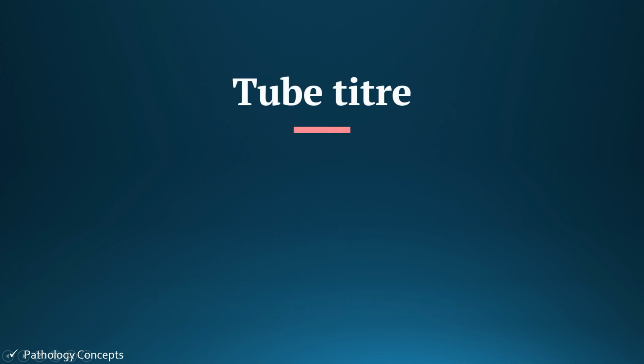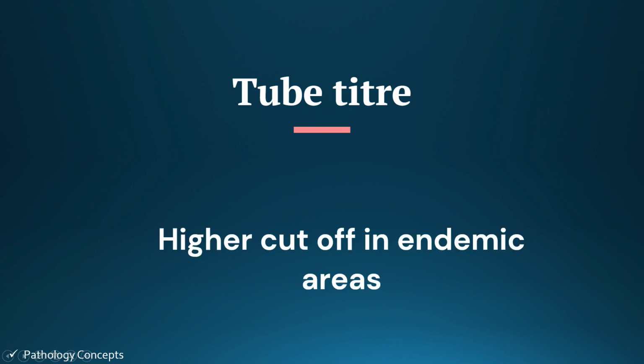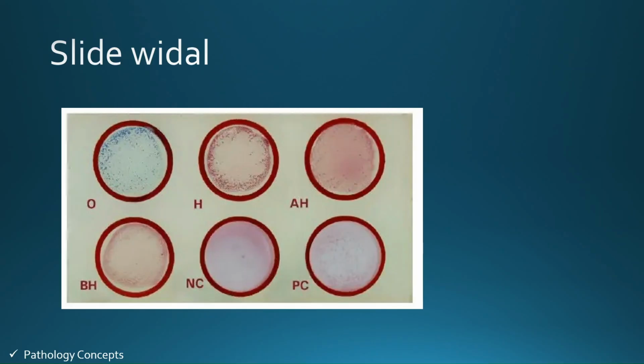Usually the tube titer of 1:80 and above is taken as diagnostically significant. However, for endemic areas, a higher cutoff may need to be established. This is the picture showing the actual slide Widal. Here the O antigen, H antigen and Paratyphi AH, BH and negative control and positive control can be seen. O antigen is a somatic antigen and H antigen is a flagellar antigen of bacteria.